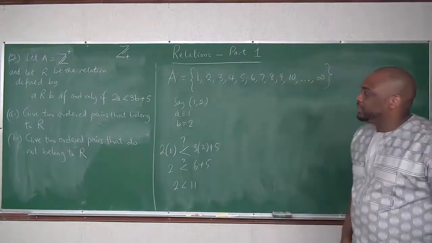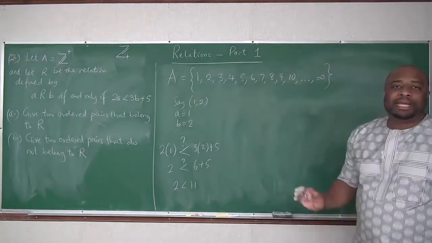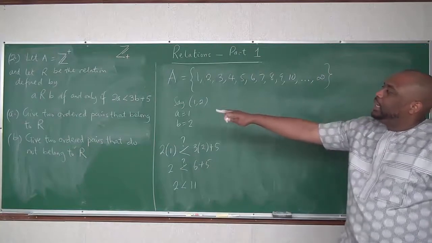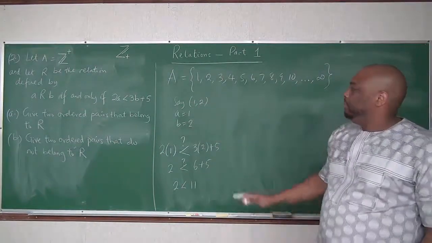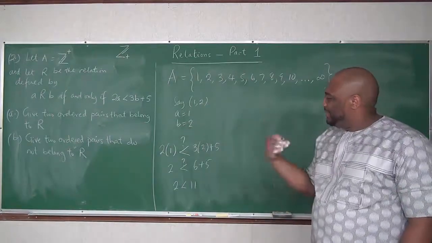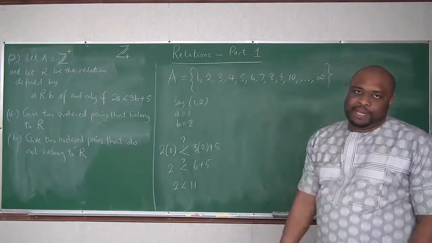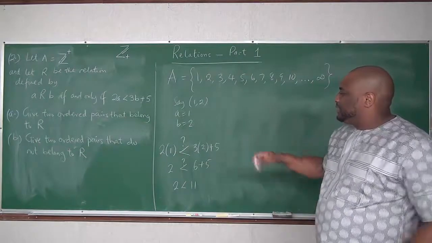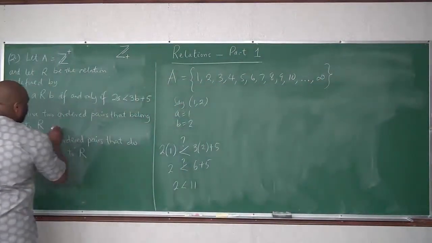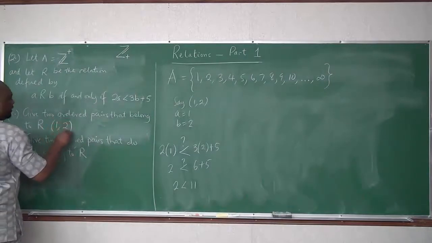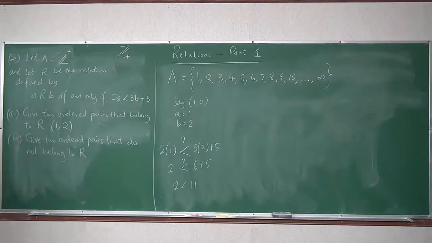So this works because we want it such that the relation is defined if and only if 2 times A is less than 3B plus 5. So this one works. So I'm just going to come here and my answer here will be (1, 2) is one of them. Okay?